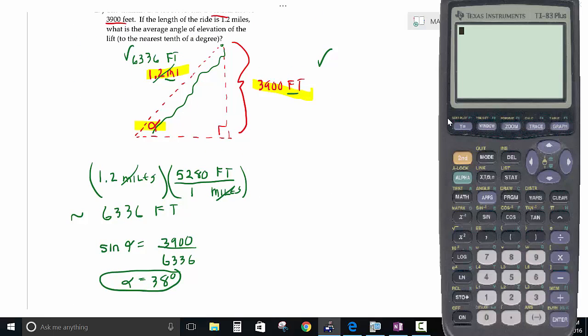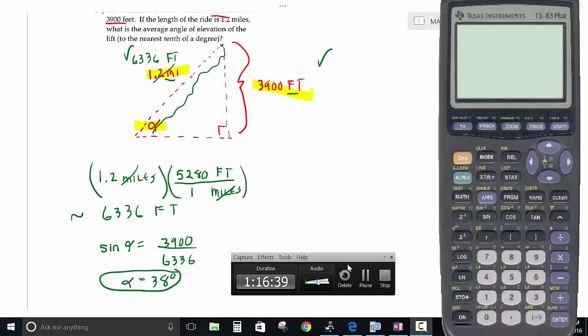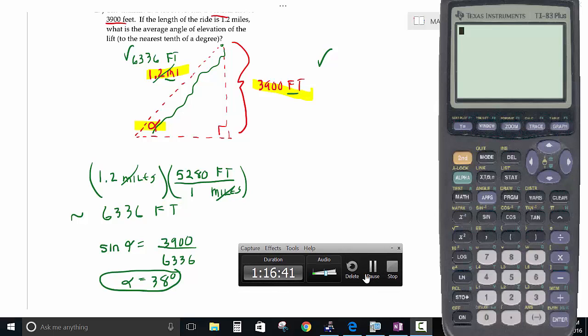All right, so that will wrap this up, and this will give you an idea of what you need to be able to do with the assistance of your calculator on this exam. Good luck to you.